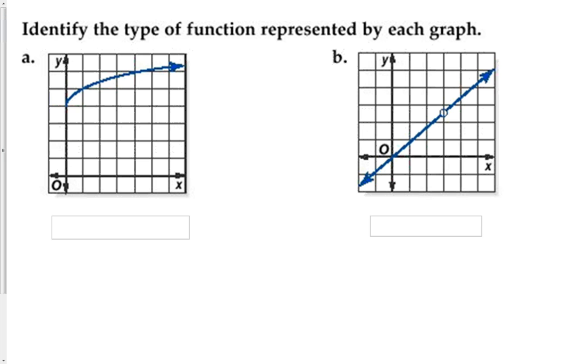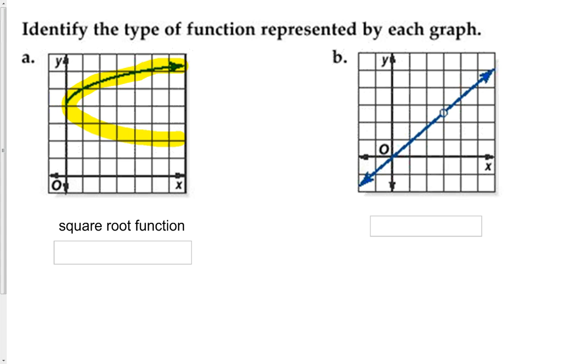So let's take a couple examples here and see if we can identify these. Well, this first one sounds a lot like what we just talked about. It kind of looks like it would be a sideways parabola if we continued on. And in fact, that is the square root function.